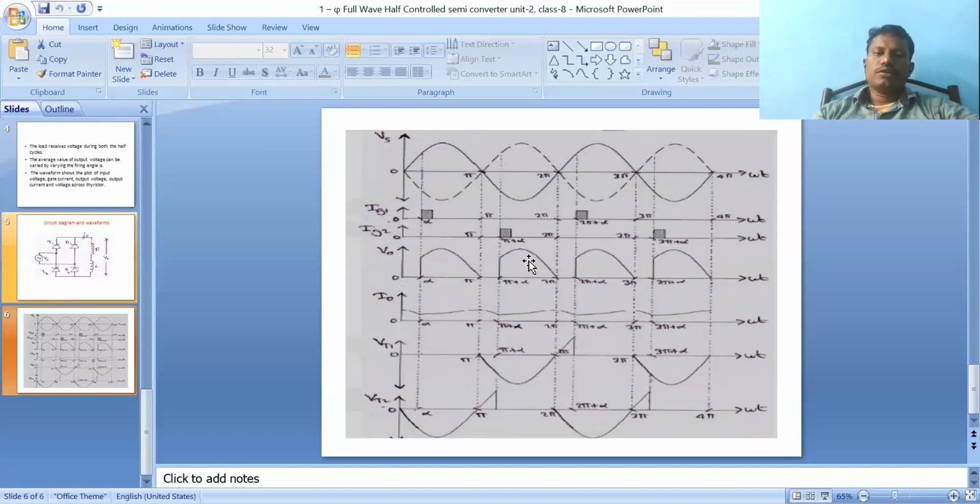And again, at firing angle alpha in the next cycle, T2 comes into conduction state. So it is also called a two-pulse converter. In the semi-converter, we get two pulses in the output for the completion of one input cycle. That is how the operation is explained.